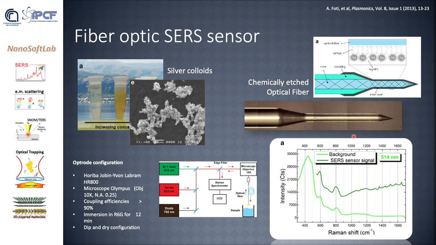It is possible as well to develop optical fibers that are SERS active. In this case, we show here an optical fiber that has been thinned by chemical etching, and then some silver nanoparticles have been deposited on the surface by means of APTMS. We see here that we can immerse the optical fiber in a solution. In this case, it was a solution of rhodamine 6G. And remotely, we can detect the signal of rhodamine 6G. Here we see the peaks of rhodamine 6G when the silver nanoparticles are on the surface, with respect to this strong background that is the background of the optical fiber in absence of silver nanoparticles.